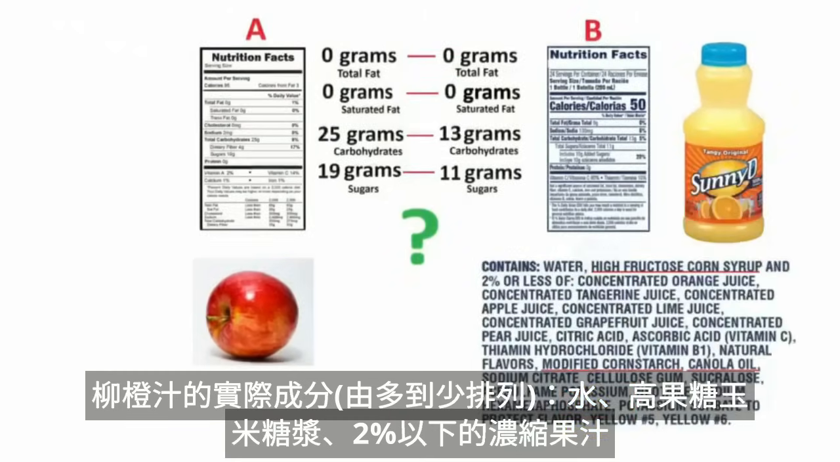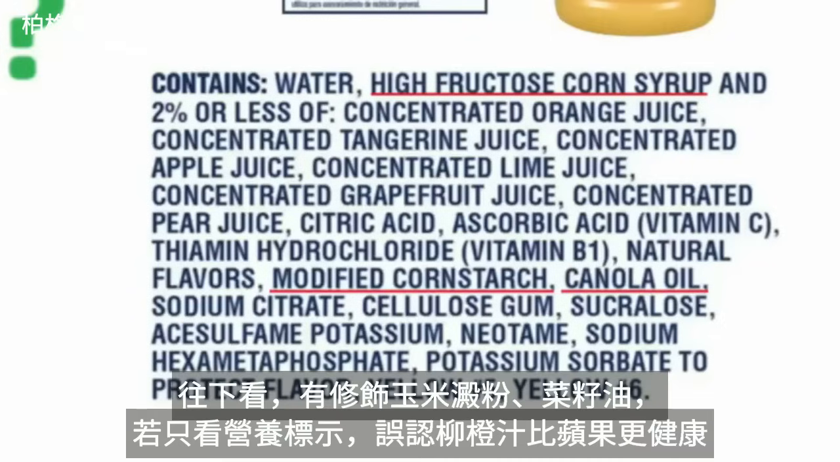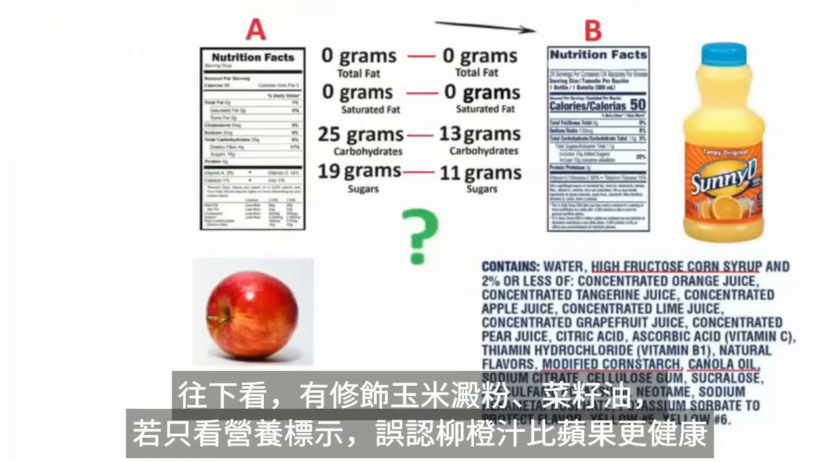Oh, the first ingredient is water. And then we have high fructose corn syrup. And then we have like 2% or less of all these concentrated juices, right? And then we roll right into the modified corn starch and canola oil. If you just depended on the nutritional facts, that would be healthier than an apple.